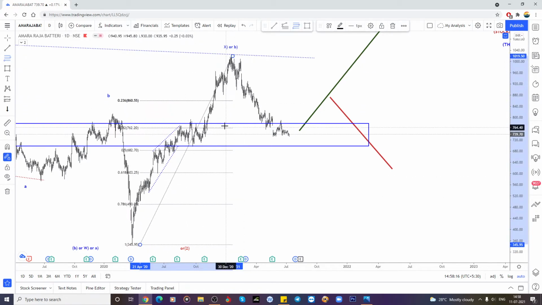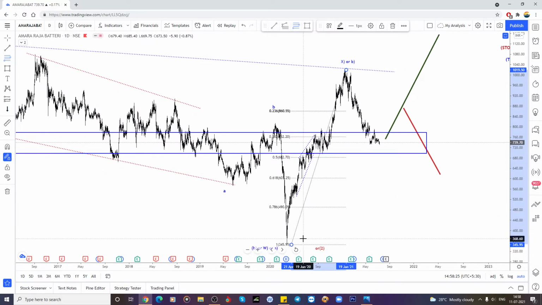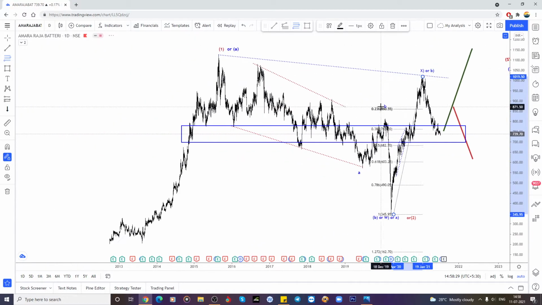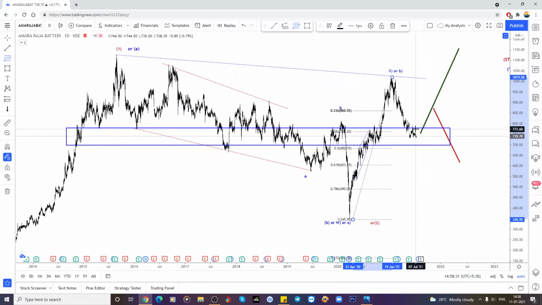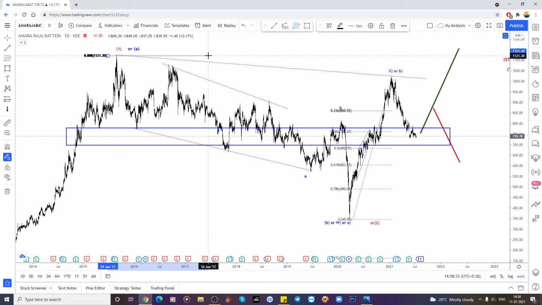in that five waves means around 680. There is a chance for reaching 680. From here it can bounce also. So whether this is a wave 1, this could be a wave 2, and the 3 can go above also to break this high here.